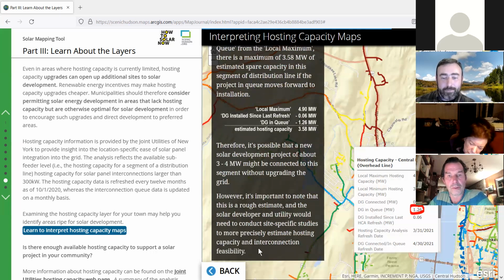And that's another key caveat. You can always spend more money to build a bigger line. Whether that's going to be economically viable for a solar developer is another question.